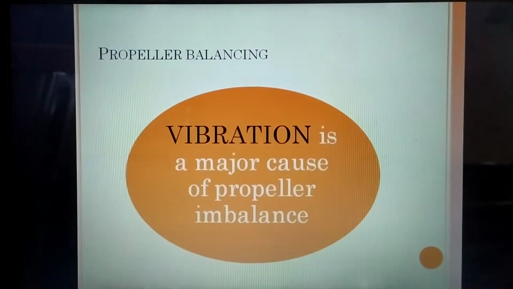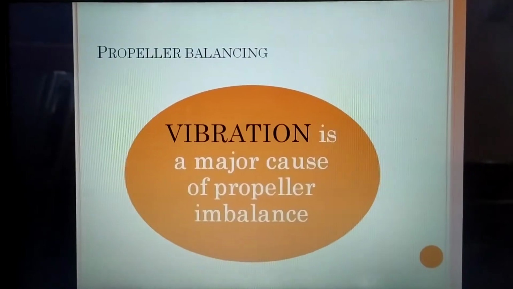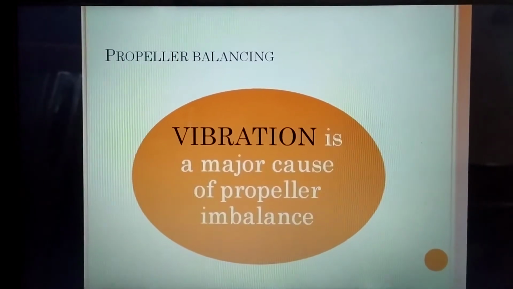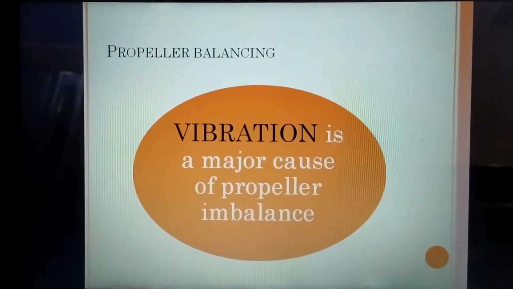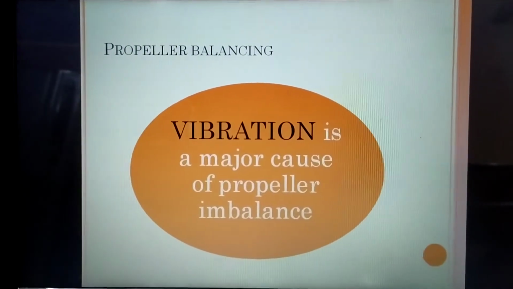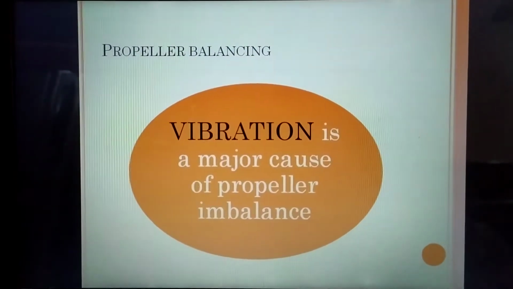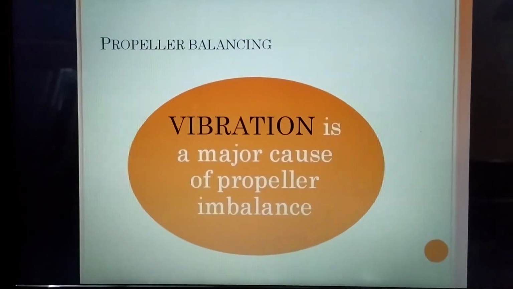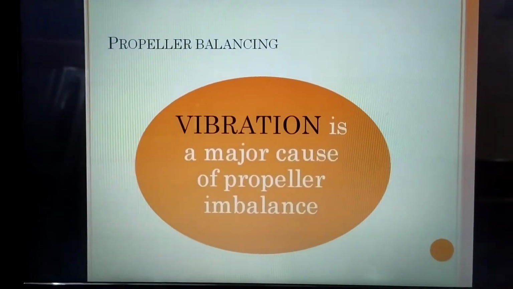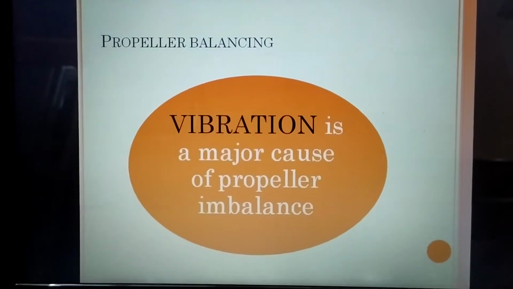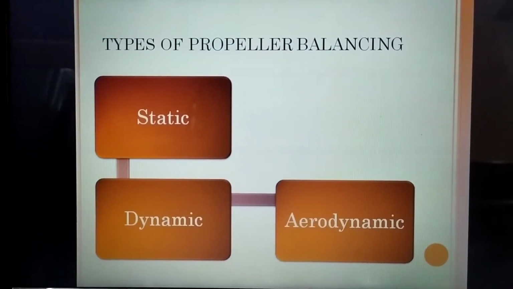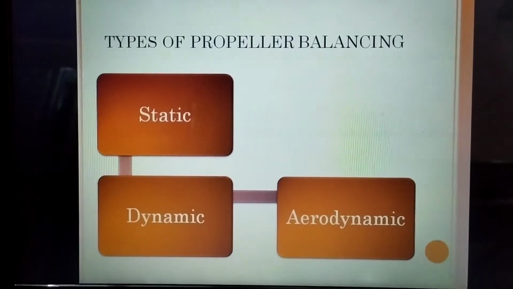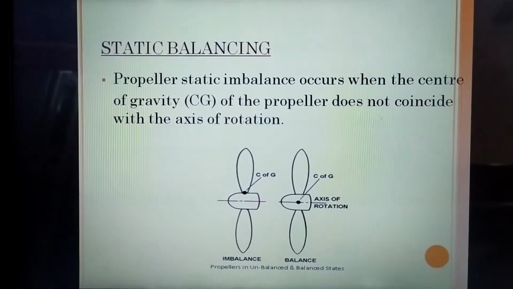So, what causes the unbalance in our propeller blades? It is vibration. Vibration is the major cause of propeller imbalance. Other things also contribute, but vibration is the major cause of imbalance in propeller blades. There are basically three types of balancing: static, dynamic and aerodynamic.